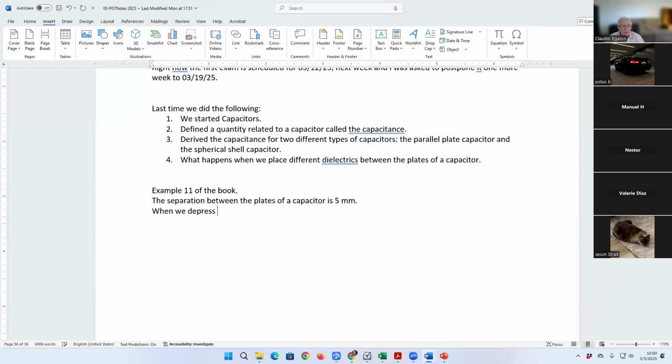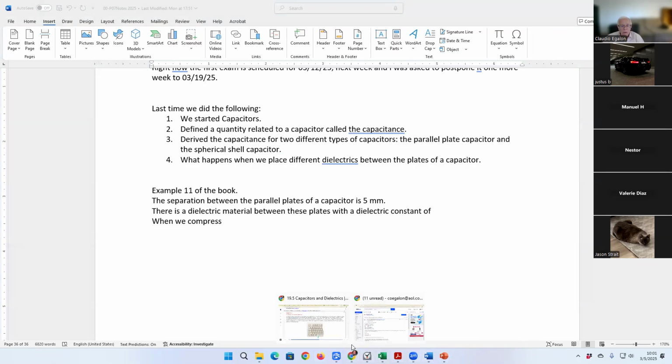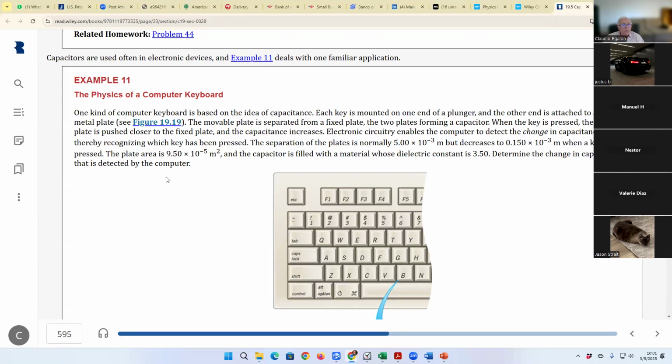The separation between the parallel plates of a capacitor is 5 millimeters. There is a dielectric material between these plates with a dielectric constant of... what's the dielectric constant? Remember, the dielectric constant has no unit whatsoever. Dielectric constant of 3.5.